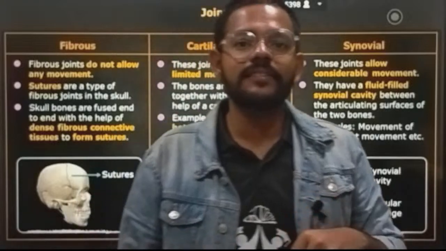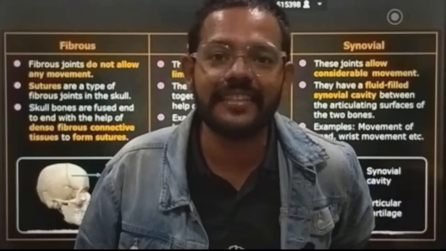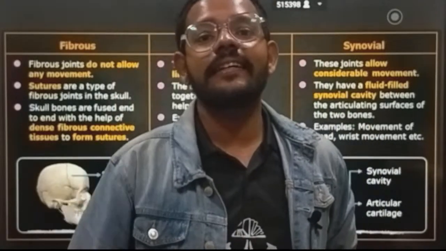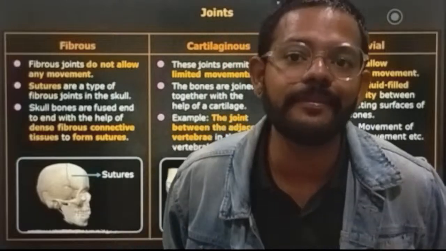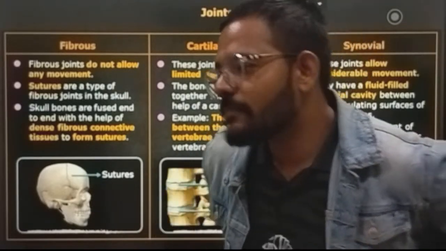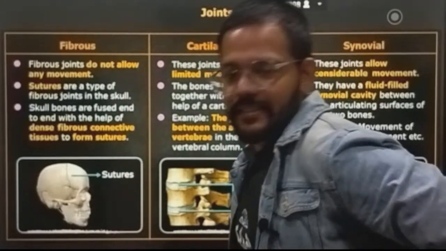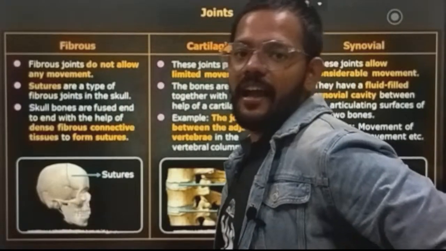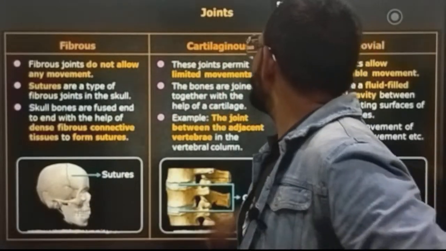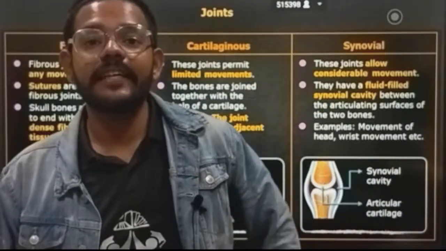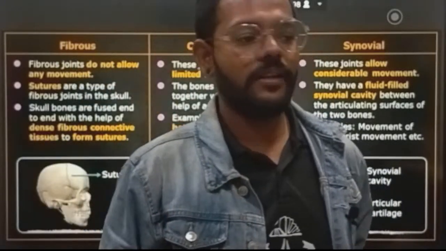You remember some old people say the disc in their back has slipped. That is intervertebral disc displacement, by which your back will have pain and you cannot move. See the movement that I am having this time. This is because of the cartilaginous joint present in my vertebral column, in your vertebral column.